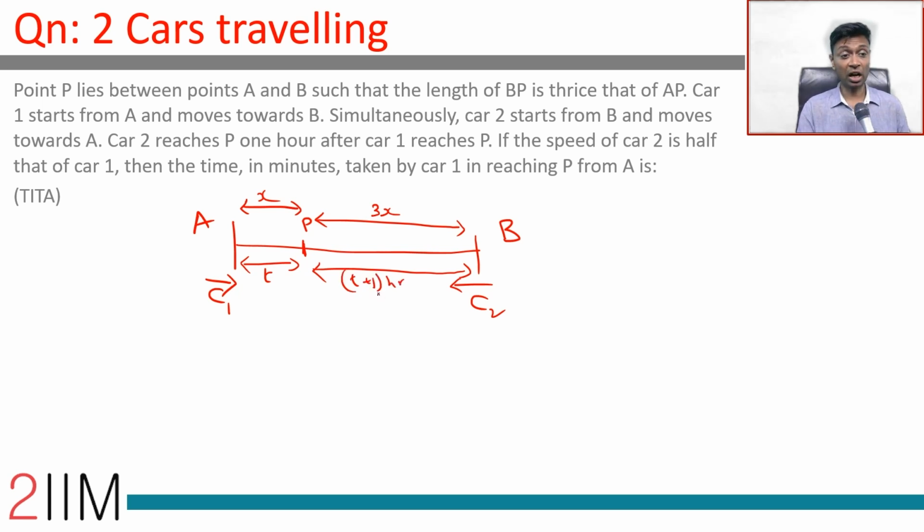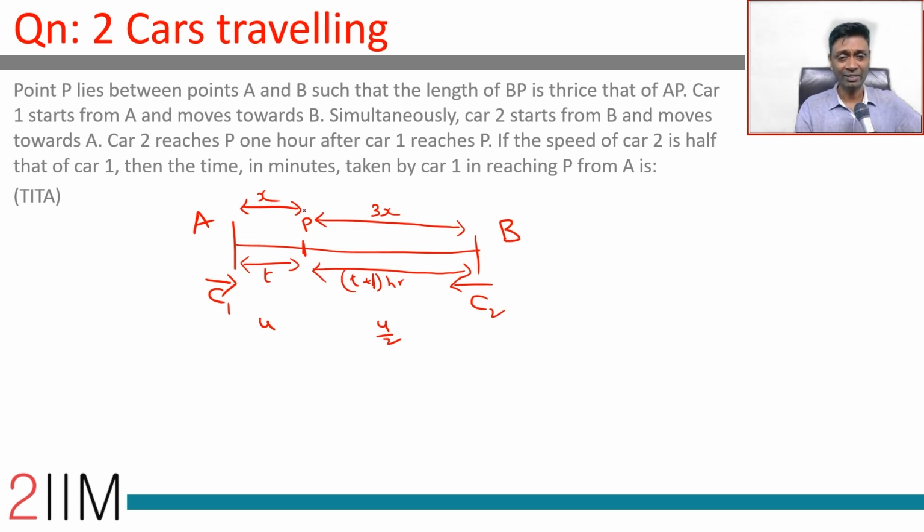If the speed of car 2 is half that of car 1, let car 1's speed be u, then car 2's speed is u by 2, half of that. Then the time in minutes taken by car 1 in reaching P from A is, so we need to find t in minutes. We've written this down as t plus 1 hour. So it is written as t hours, but we need to find this in minutes.